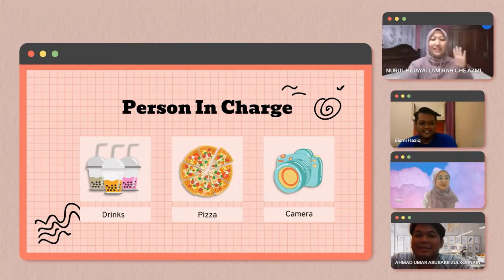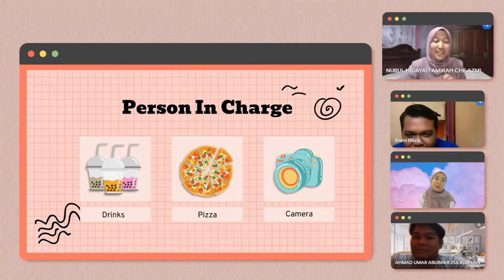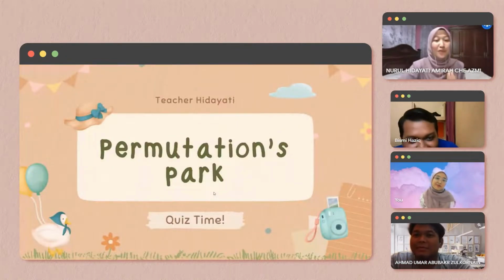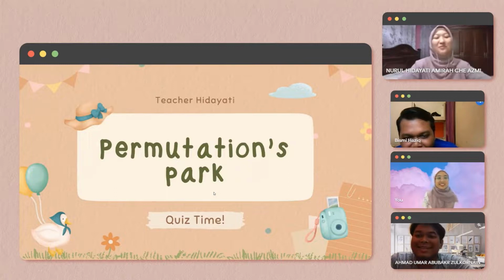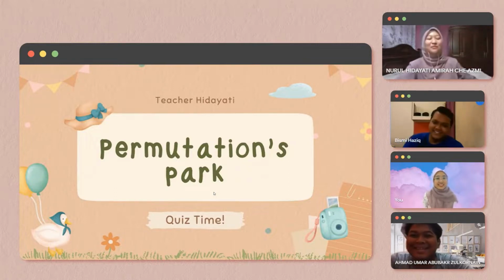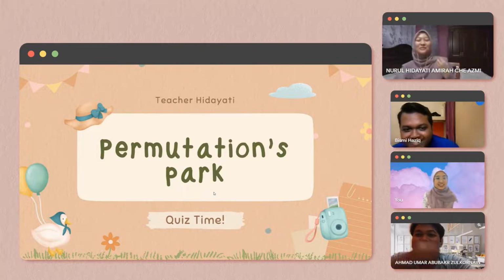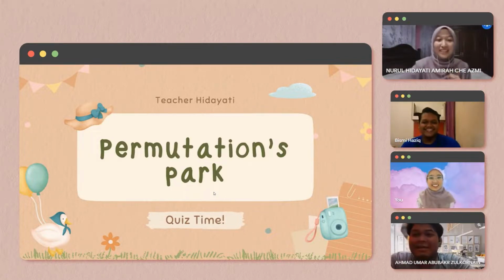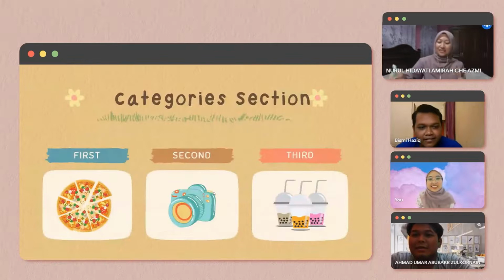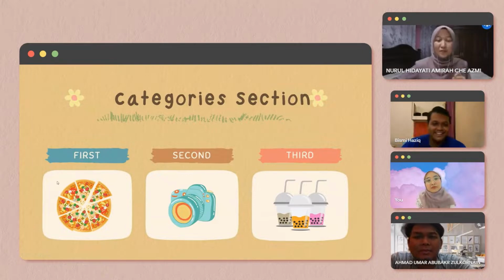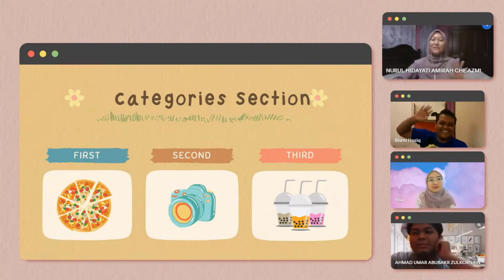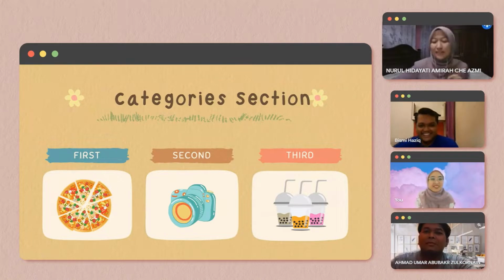Now, while we have the picnic, we are going to have some quiz on the permutation part. Is it okay? Okay, Uma, don't drink the boba yet. As I asked you just now, for the quiz, the first question will be answered by the PIC of pizza. The second one, PIC of camera, and the third one is the PIC for drinks.